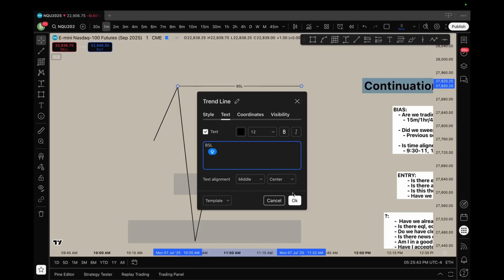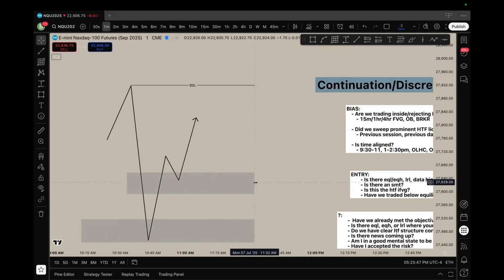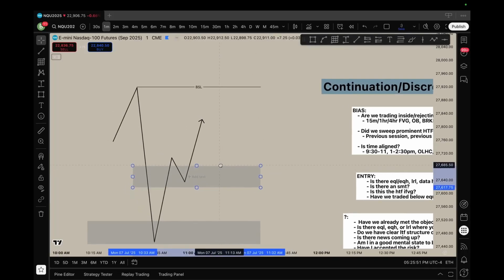That's going to be a great target, and this is not going to be targeting unmitigated gap, right? This is going to be targeting some buy side liquidity, and we will be delivering from some sort of PD right here.